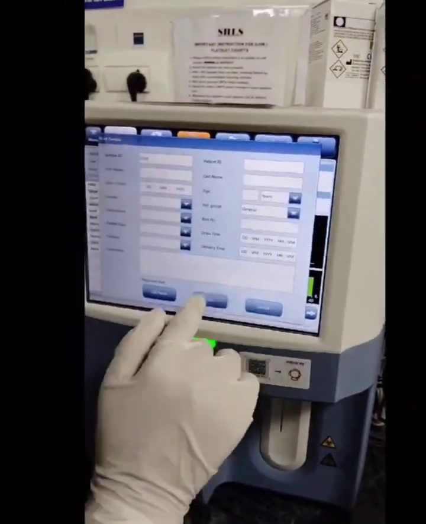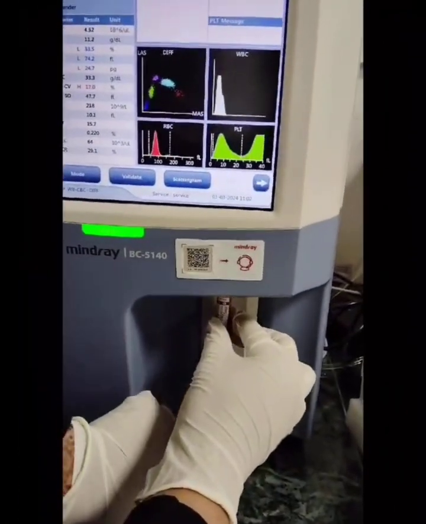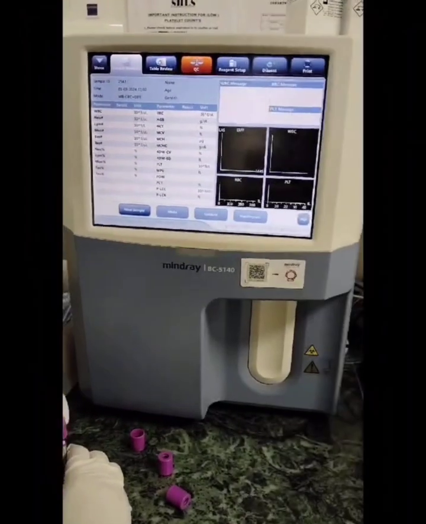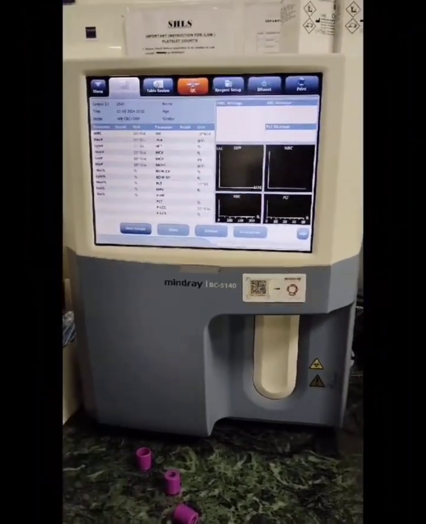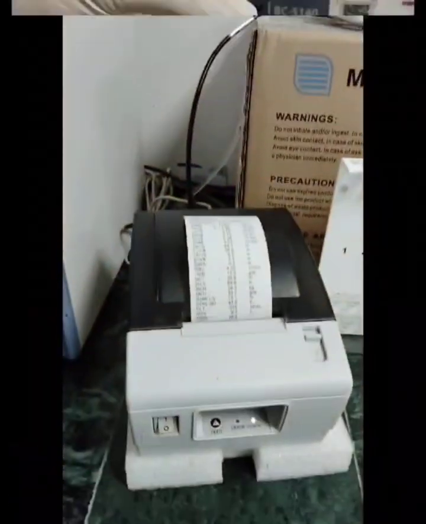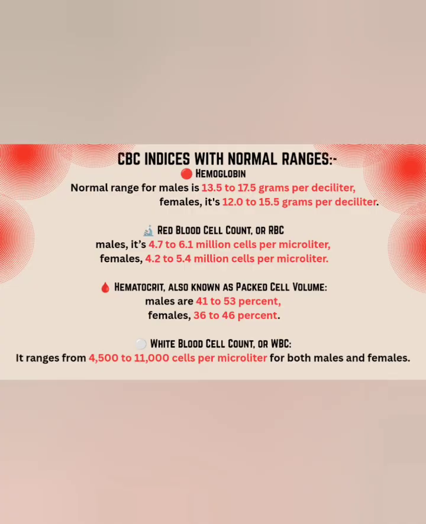Fifth, enter the patient's information in the hematology analyzer machine and place the EDTA tube for aspiration, and within a few seconds the results are displayed on the screen. Sixth, take the printout of the result. Let's go through the key indices of CBC along with the normal values for both males and females.